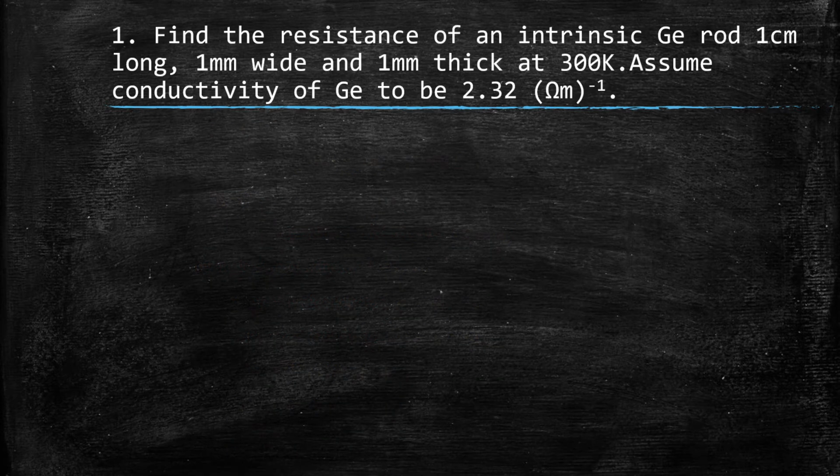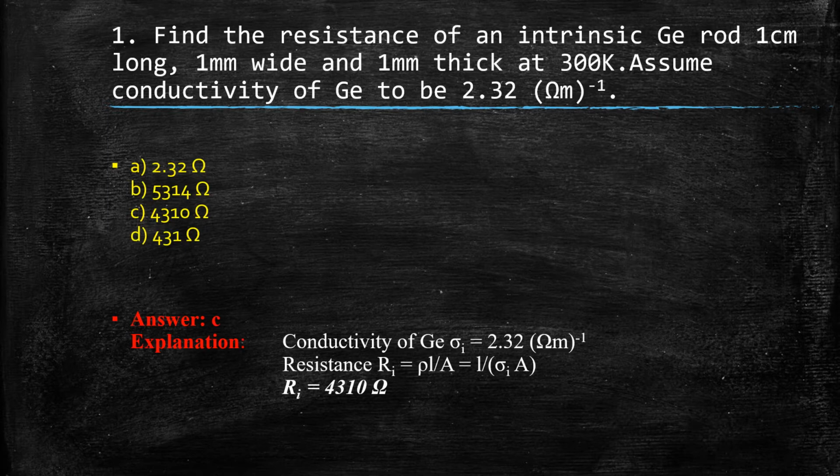The first problem. Find the resistance of an intrinsic germanium rod 1 centimeter long, 1 millimeter wide and 1 millimeter thick at 300 Kelvin. Assume conductivity of germanium to be 2.32 ohm inverse meter inverse. The solution is C. We find this from the formula of intrinsic resistance Ri equals rho L by A. We substitute the appropriate values of the length, the conductivity and the area of cross section, and we find the answer to be 4310 ohms.